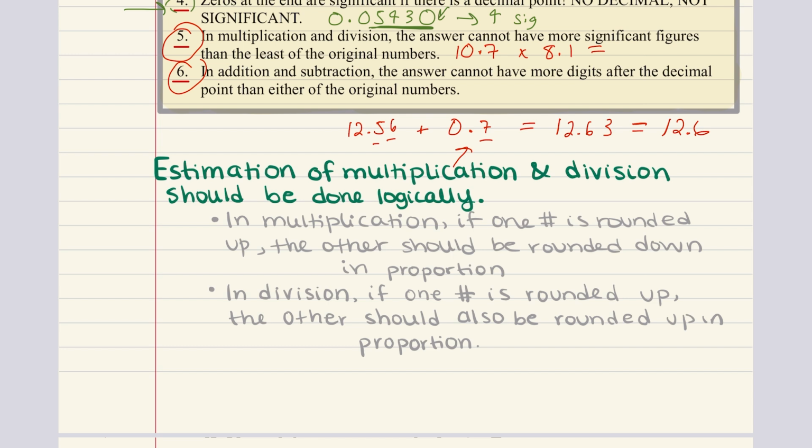For multiplication, if one number is rounded up slightly, then the other should ideally be rounded down to prevent overestimating the result. As for division, if you round the numerator up, you should also round the denominator up. Why do we do this? Well, because this keeps your approximations logical and it keeps your final answer close to the actual value.